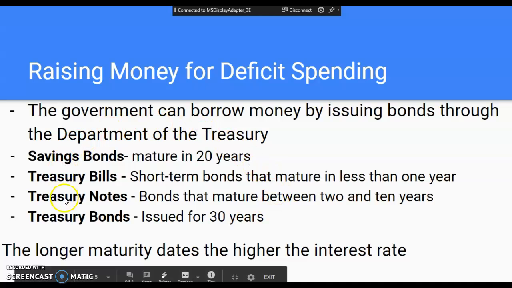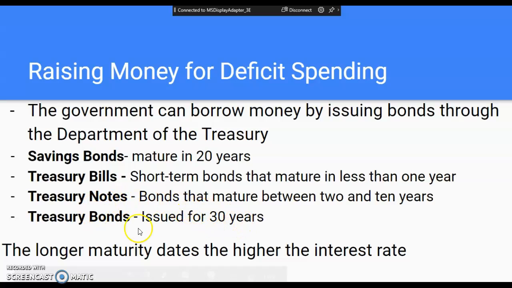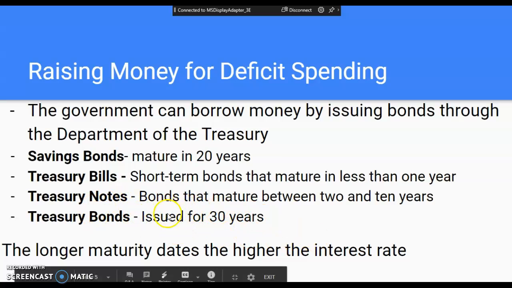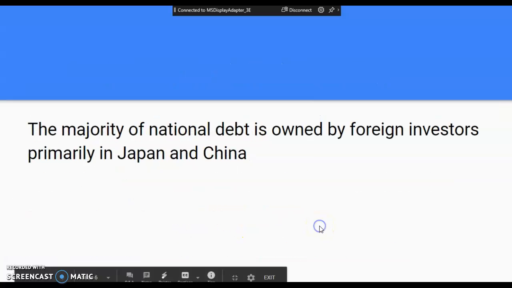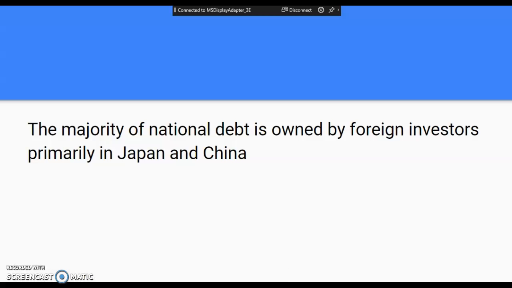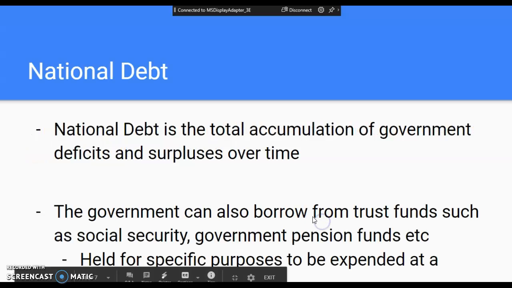So if you look at these 4 different types of bonds, you could probably say that your Treasury bonds are going to have the highest interest rates because you're waiting the longest period of time for them to mature. The majority of national debt is owned by foreign investors, primarily in Japan and China. So a lot of central banks within foreign countries have purchased a lot of bonds for the national government and lent the government money.